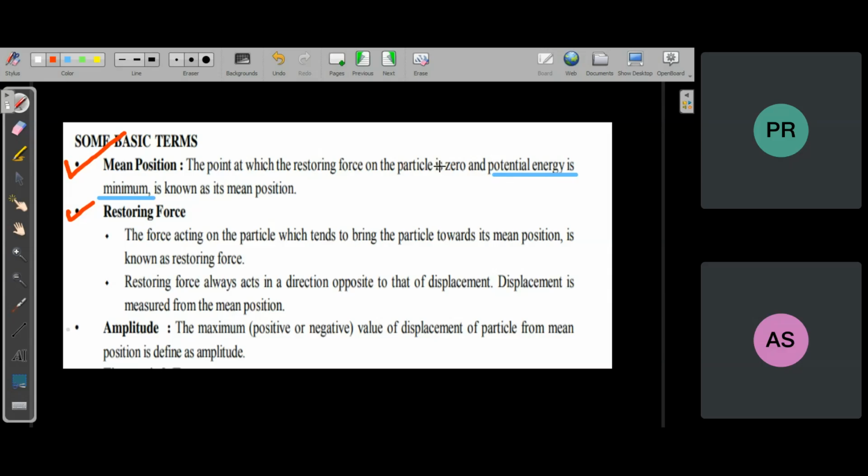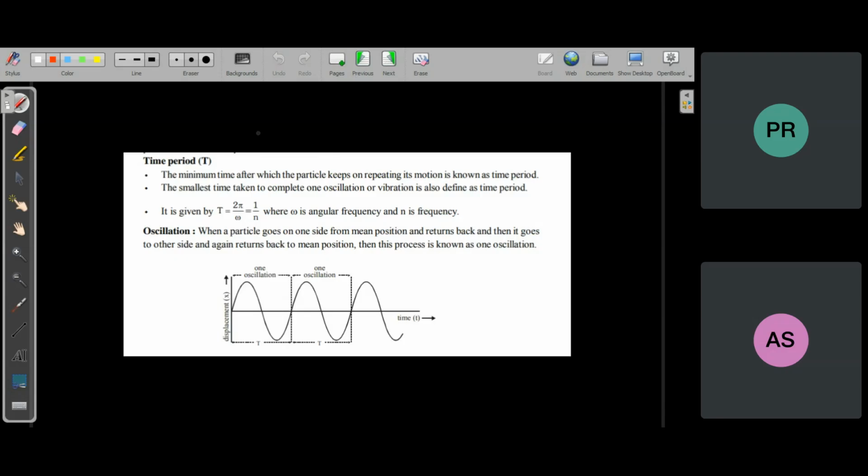Now amplitude you already know, that is the maximum displacement from the mean position is the amplitude. Time period is the time required to complete one oscillation. Time period is 2 pi by omega, where omega is the angular frequency.